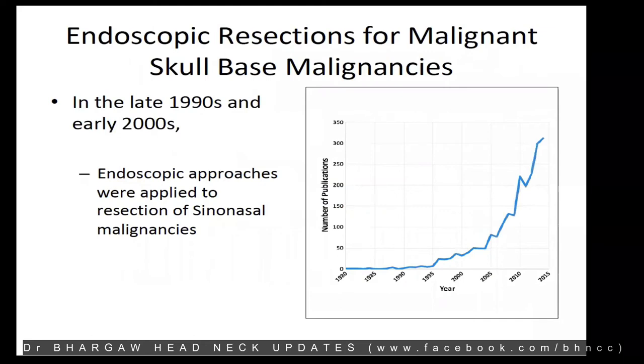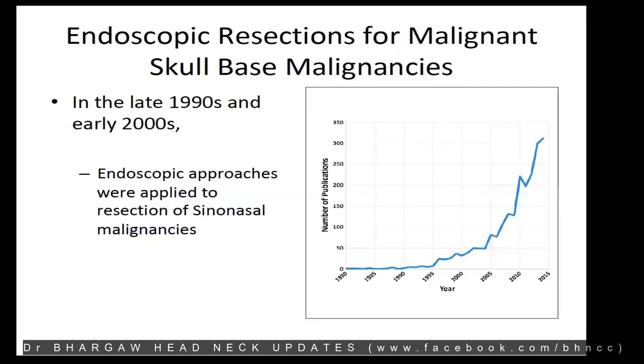Now, endoscopic resections for malignant skull-based tumors started off in the late 1990s, somewhere around 1998, 1999, and early 2000s, and there were a lot of publications that came up subsequently. The endoscopic approaches were applied to resection of sinonasal malignancies afterwards. We all know in 86, the Messerklinger technique was popularized. Then Stammberger popularized this. The pituitary surgeries became more endoscopic procedures, favored more than other techniques that were there till then.